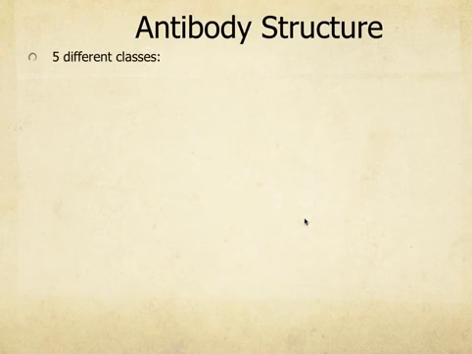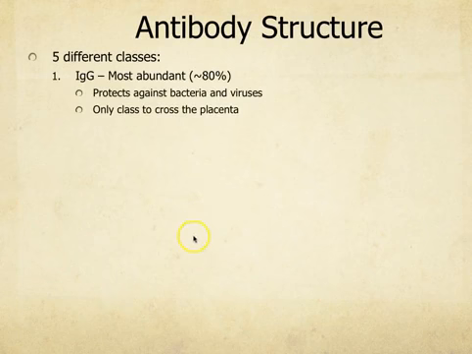All right, so we have 5 different classes of antibodies. We have IgGs. These are the most abundant, and we'll see what they look like in a second. They help protect against bacteria and viruses. This is the only class to cross the placenta. So guess what? The antibodies against Rh would be in the IgG category.